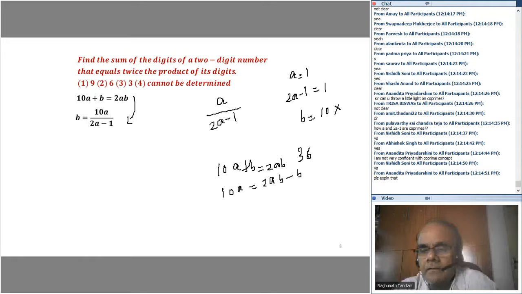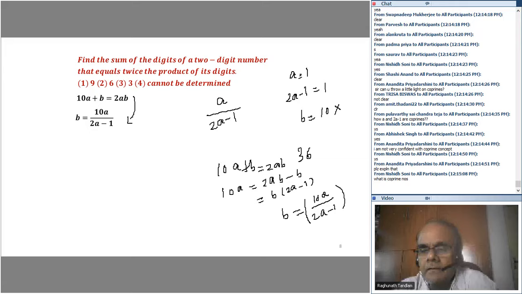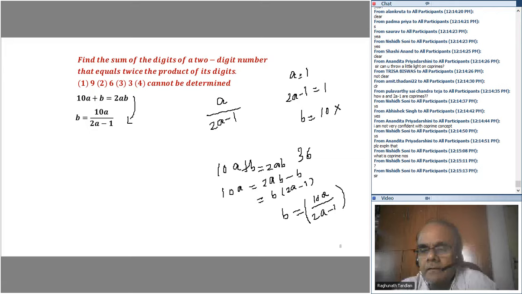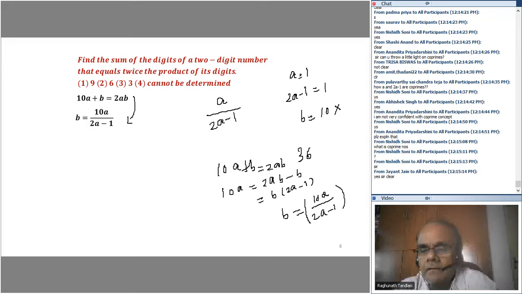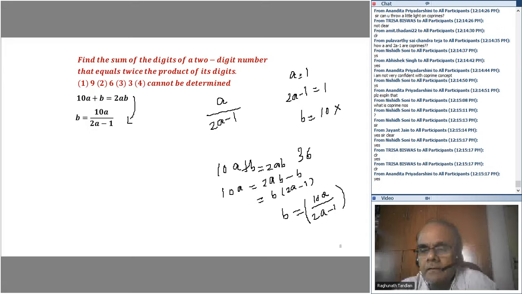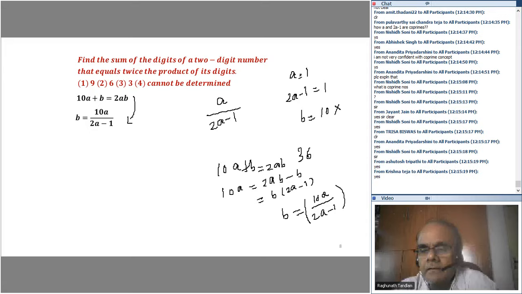What is common here? What is b? Are you clear up to this, Nishit? All of you are clear up to this. Now, b has to be an integer. Is b an integer? Right. So this should also become an integer.